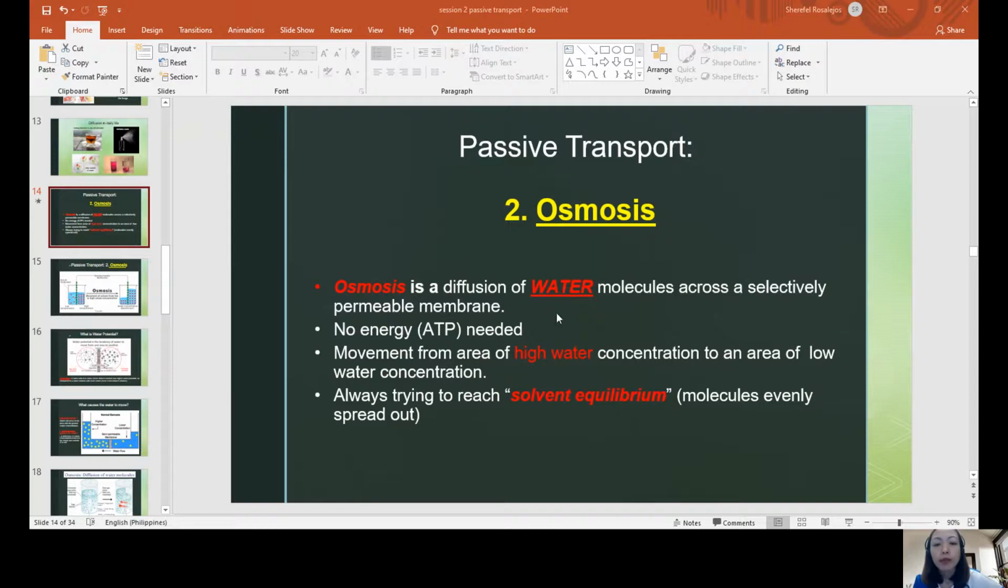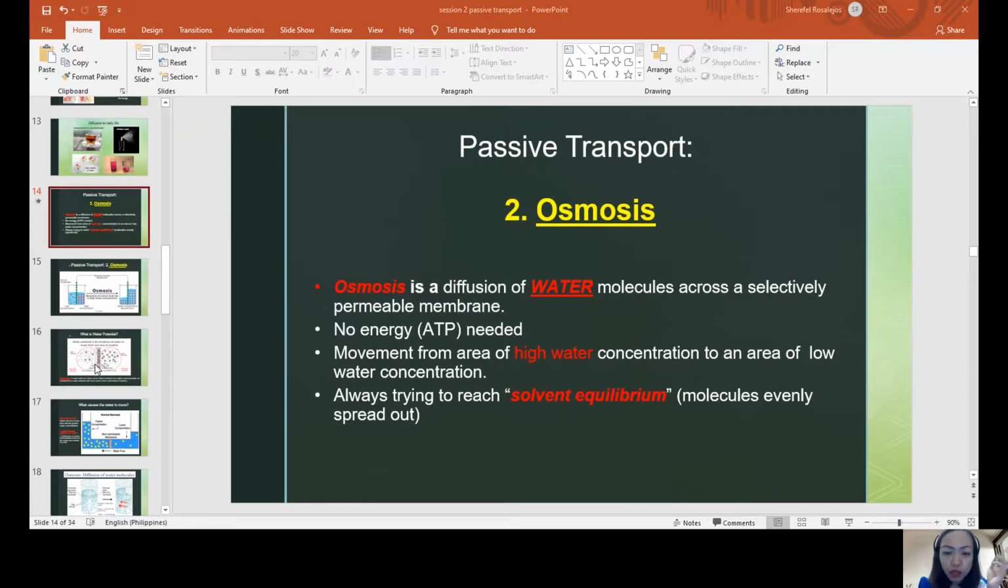Okay, so does it need energy? It does not need energy because this is from high to low concentration. So the same thing, always remember high concentration. It is always trying to reach solvent equilibrium. In diffusion, it is the dynamic equilibrium. But this time, solvent equilibrium. Meaning si water ang ma-equal in both sides. Okay?